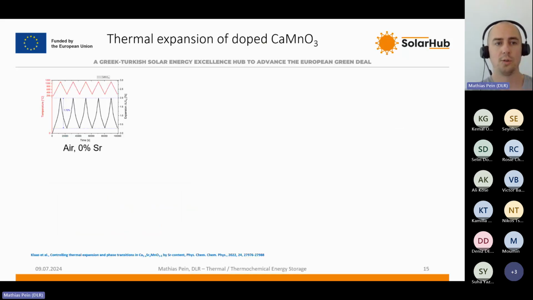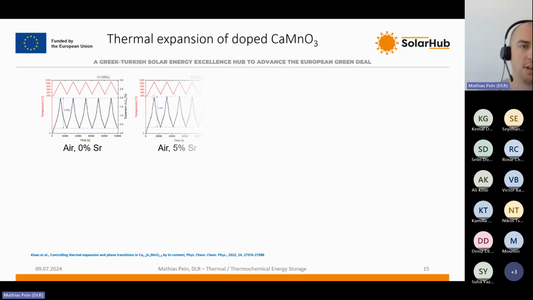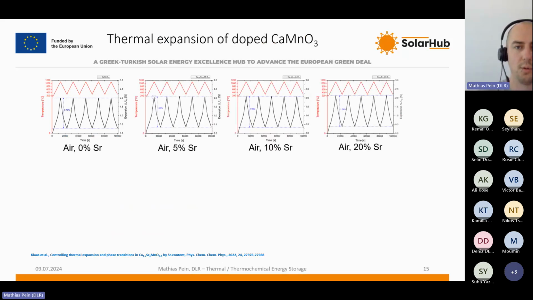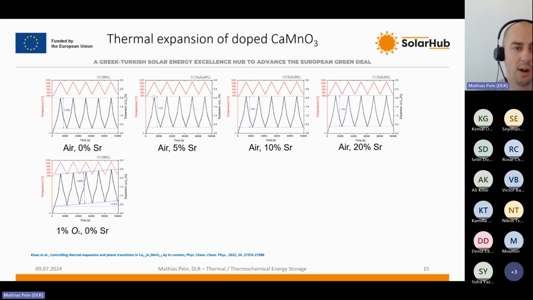So you can also tune these materials with doping, playing around with the composition. And I just want to briefly show you the impact of such a doping of these compositions. So here, that's a calcium manganese oxide. What you see here on screen is the thermal expansion, again in air, but also in lower oxygen concentrations or lower oxygen environments.